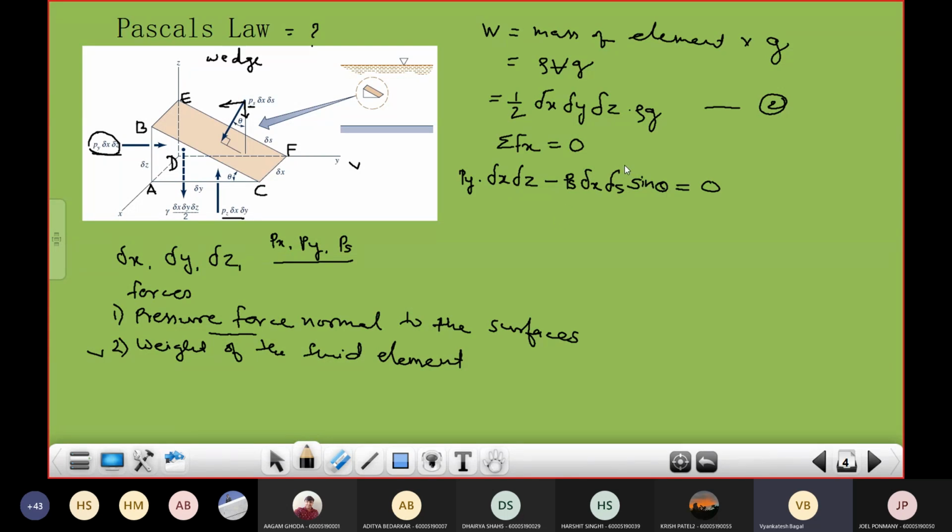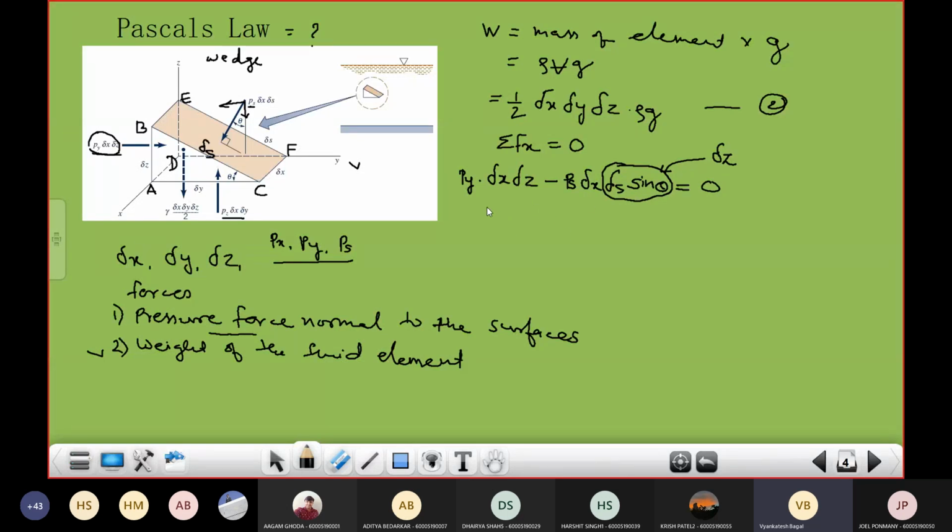Yes, sir. Now look at the geometry. Look at the geometry and tell me what is this delta s sine theta. Look at the triangle and tell me this term. What is delta s sine theta? Say this edge BC is delta s. So if you see the sine theta, this must be delta z, right?